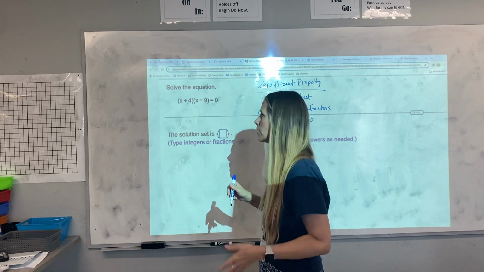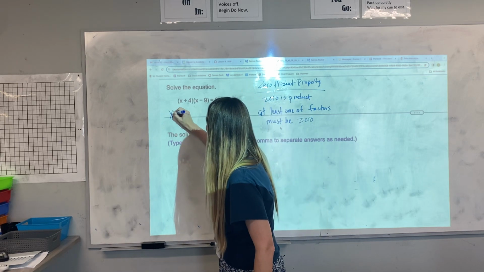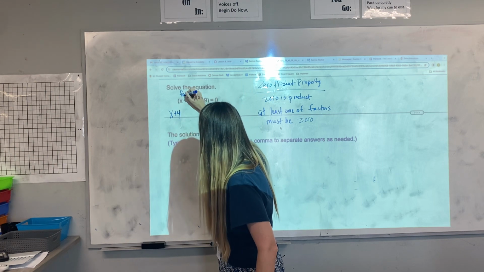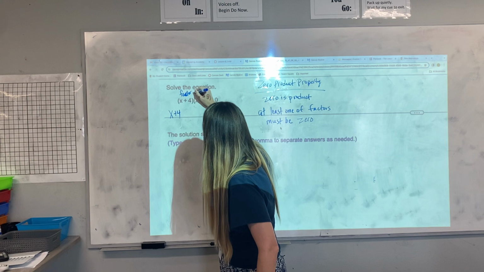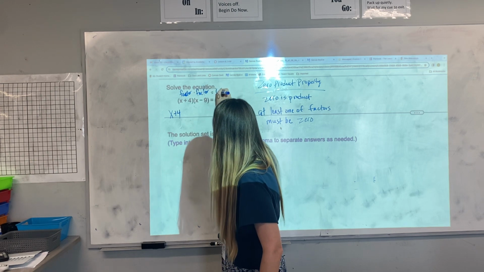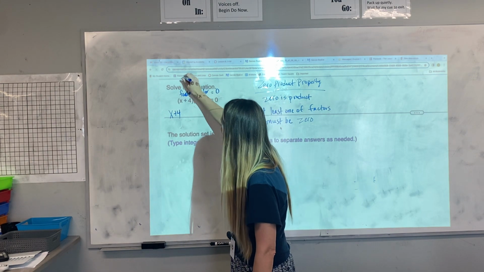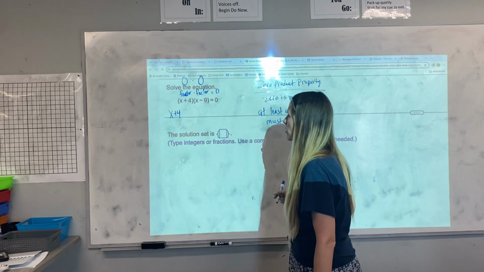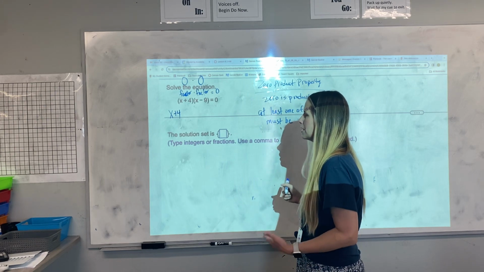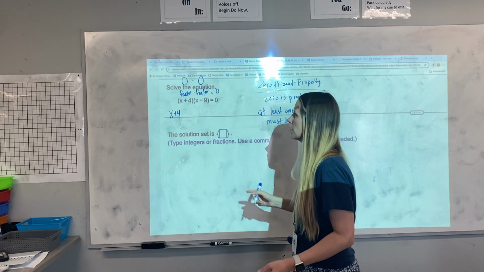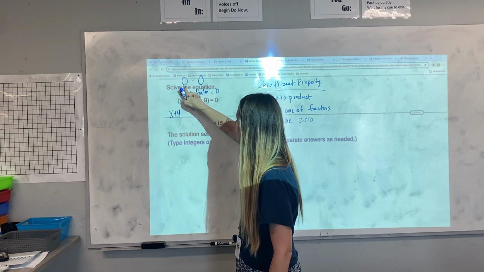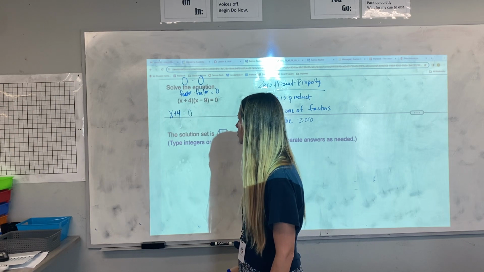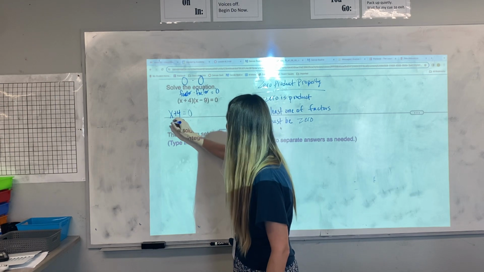We would set both of those equal to 0 because if this factor here is being multiplied times this factor here to get 0, that means either this is 0, or this is 0, or both of them are 0. So if that's the case, we need to solve for x as if this factor is 0. So x plus 4 is 0. So what's x? Negative 4.